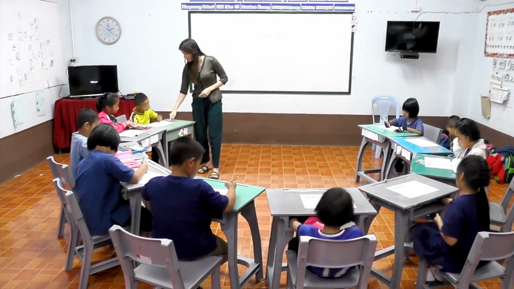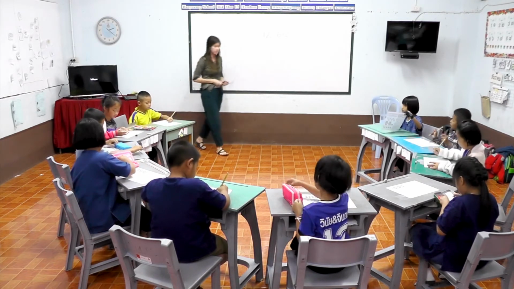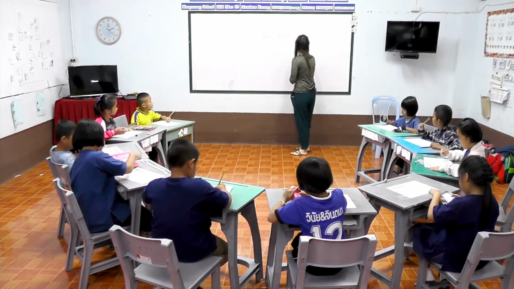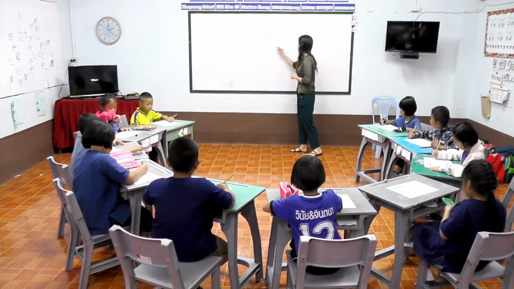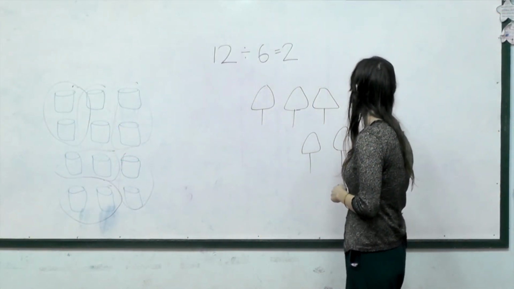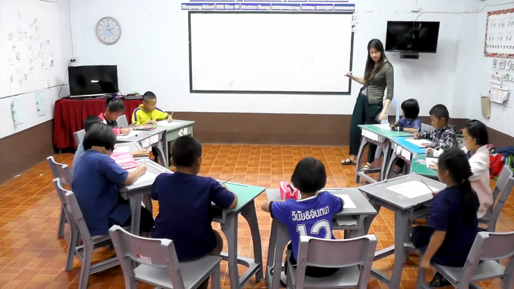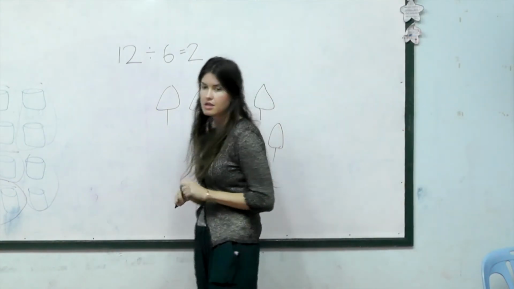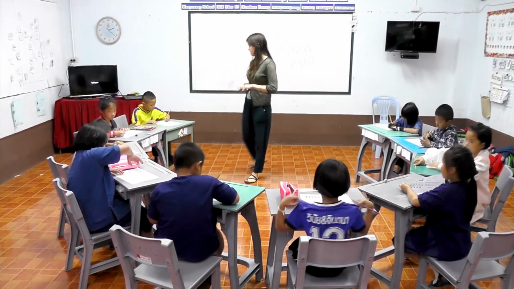Lamps. How many do we have? Can you count them? 10? Okay. 10 lamps. I'm just gonna make them like this. And how many does it tell us to make with those 10 lamps? What does it say on our paper? Make groups of how many? 5. What does it say on the paper? Make groups of 5.